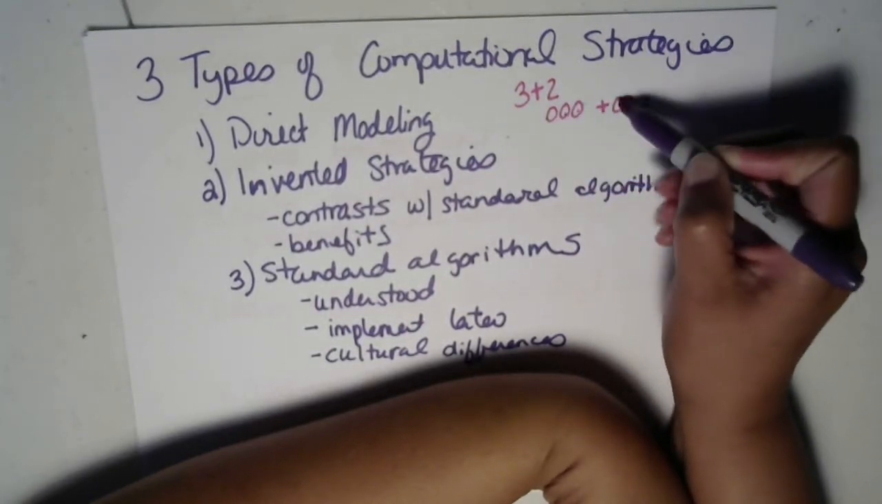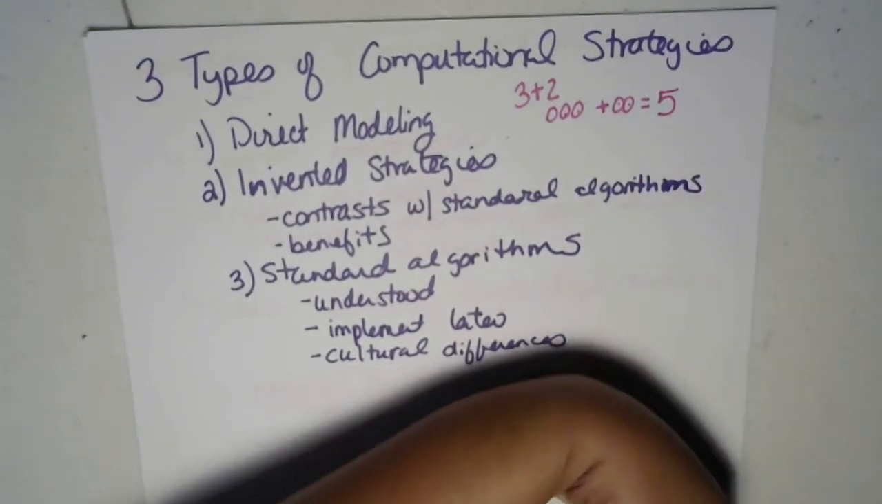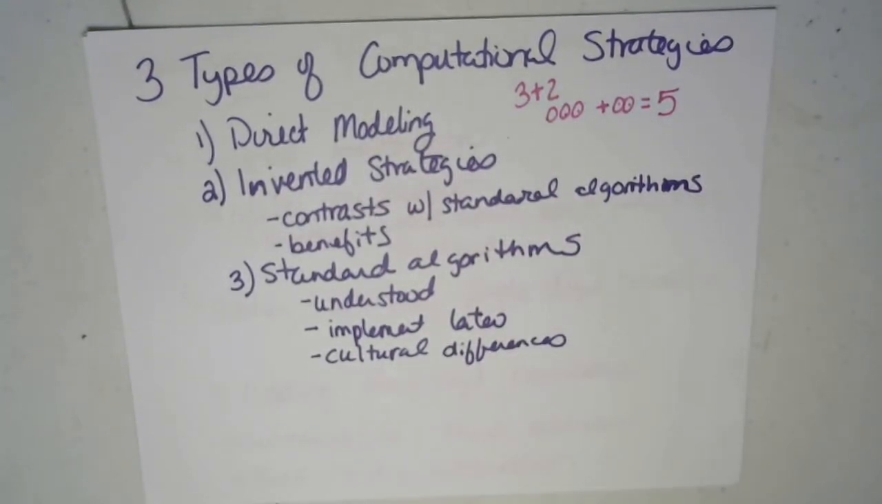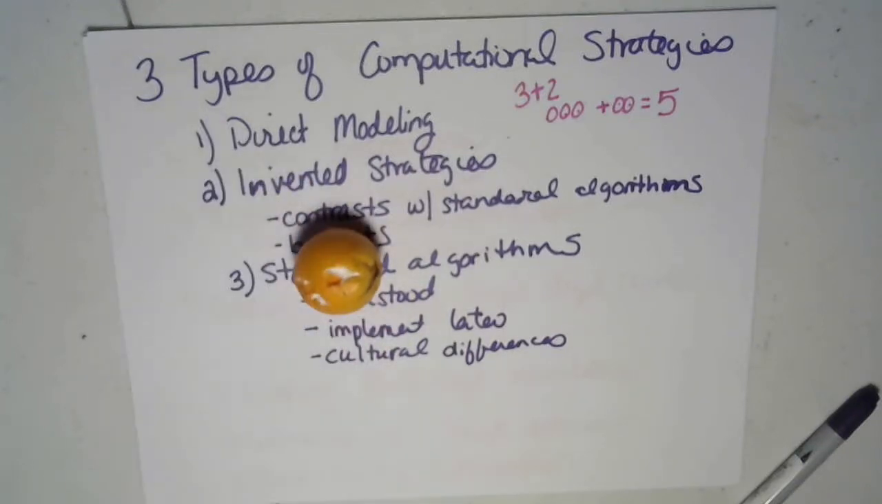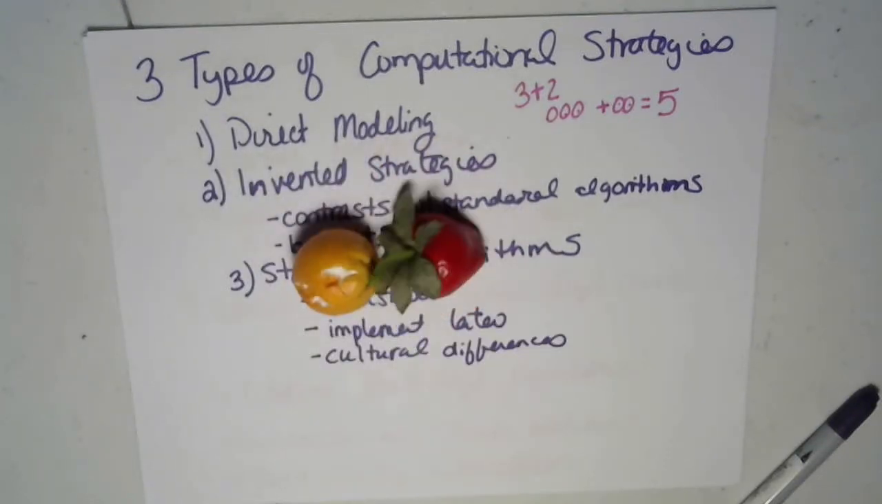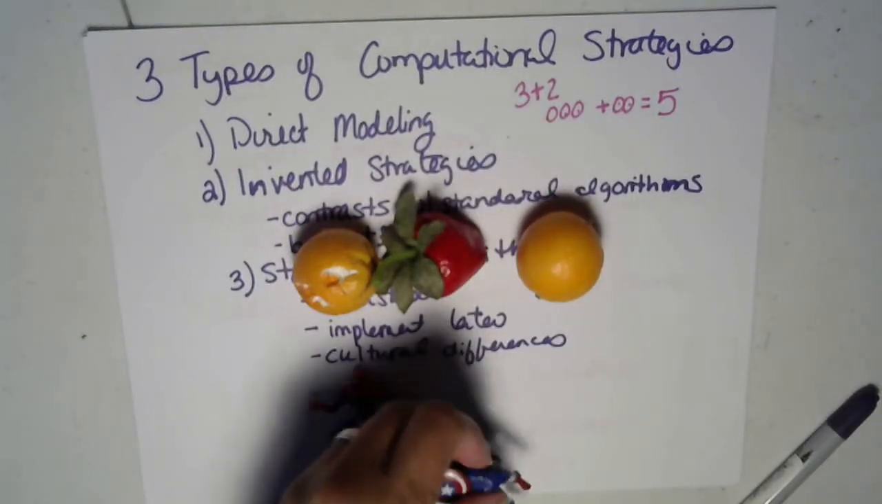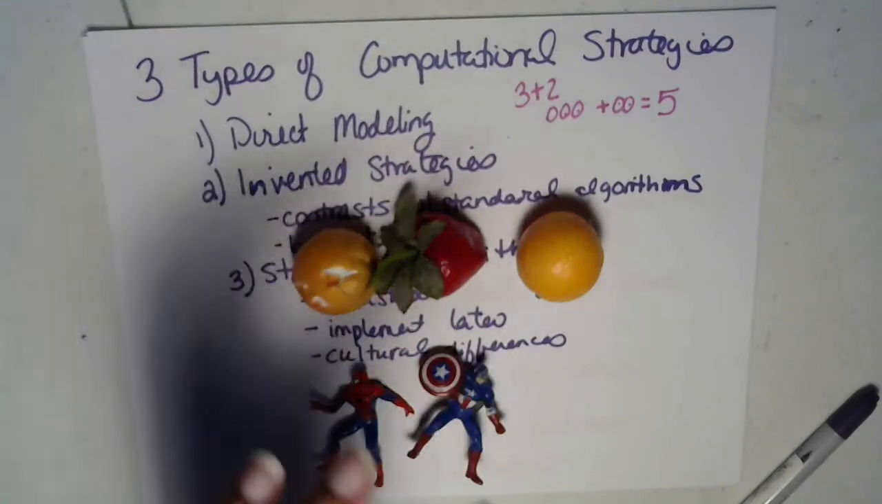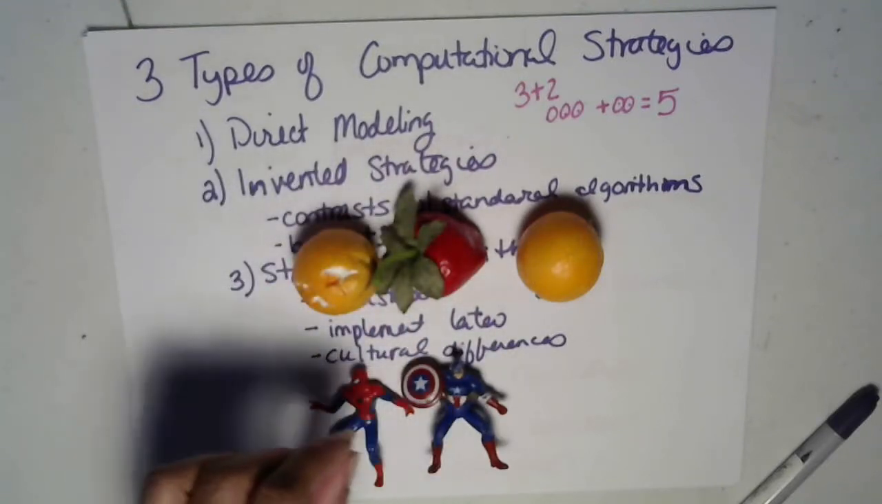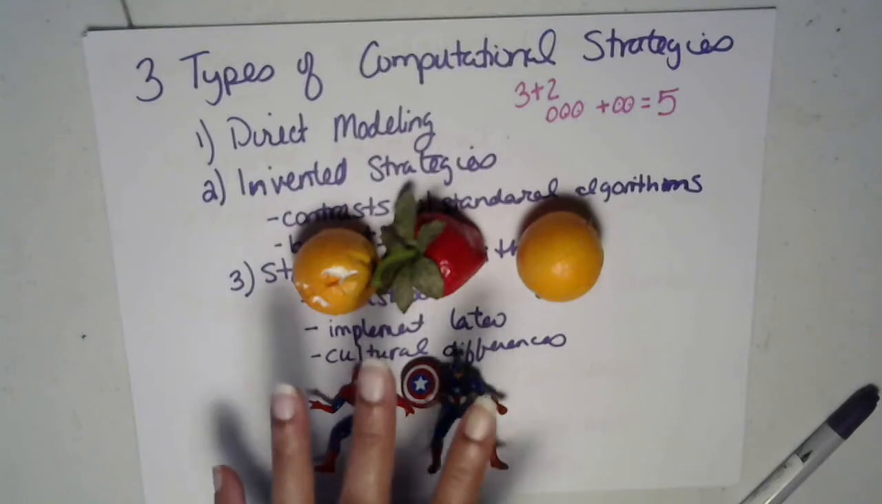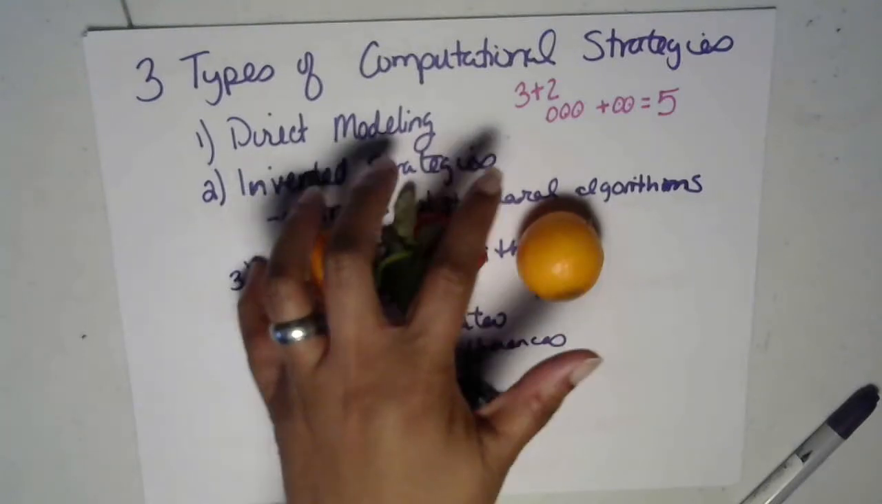1, 2, 3, 4, 5 equals 5. And we would model this, so we would use manipulatives. I've got manipulatives. 1, 2, 3 fruit plus 2 toys equals 5 items.